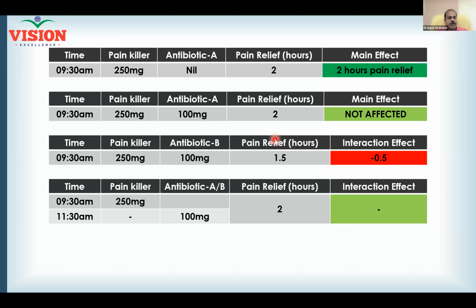If there are three factors, how many effects are possible? Three main factors and three interactive factors. Let us name them A, B, and C. Straight away, three main effects. Am I right?